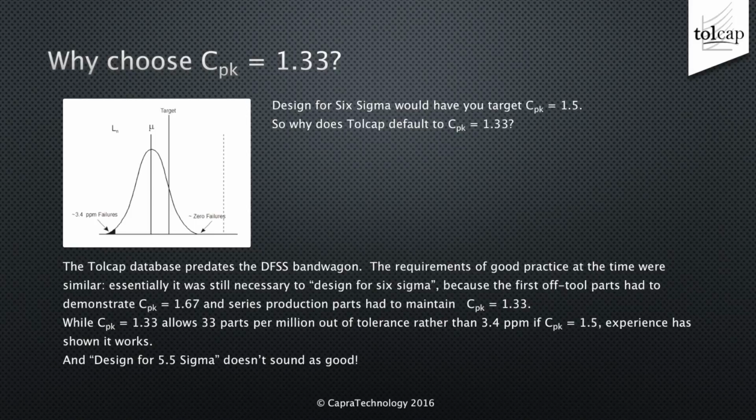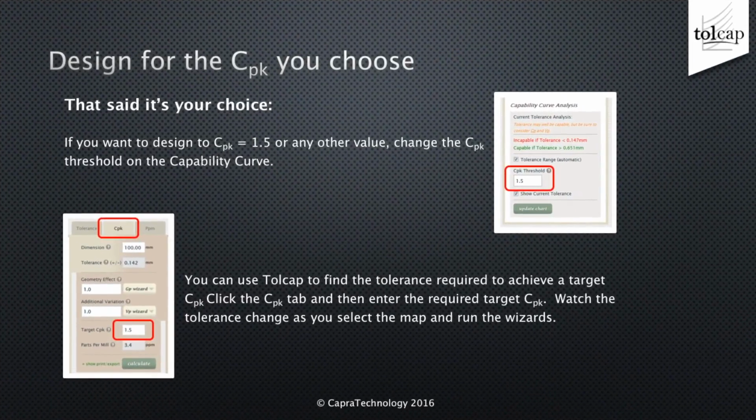While CPK equals 1.33 allows 33 parts per million out of tolerance, rather than 3.4 parts per million if CPK equals 1.5, experience has shown it works. But then again, I suppose design for 5.5 sigma wouldn't sound as good. That said, it's your choice. If you want to design to CPK equals 1.5 or any other value, change the CPK threshold value on the capability curve.